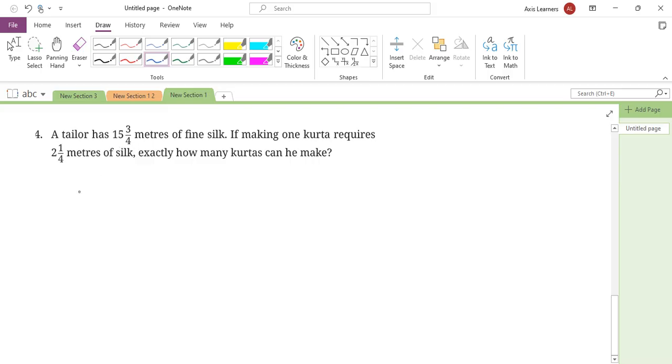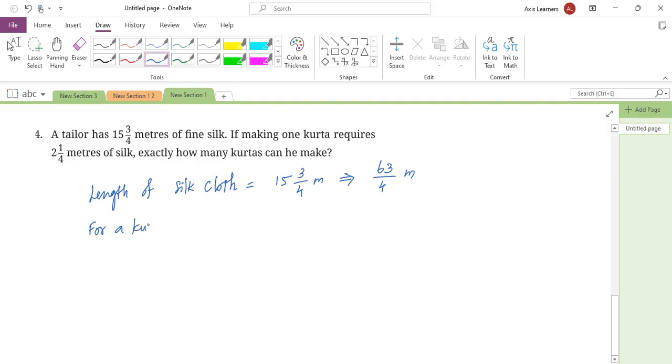Okay, so what is the length of fine silk? Equal to 15 3 by 4 meter. Okay, we can write it in the improper fraction format. 15 4s are 60, 60 plus 3 is 63, 63 by 4 meter. Okay, and how much cloth is required for a kurta?